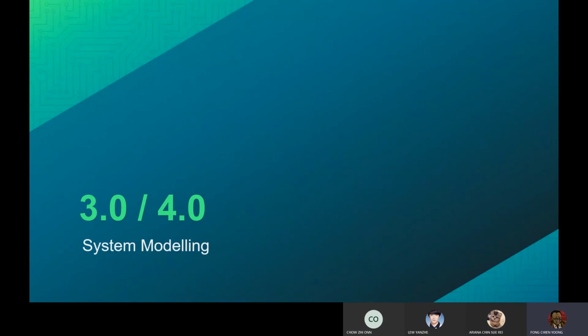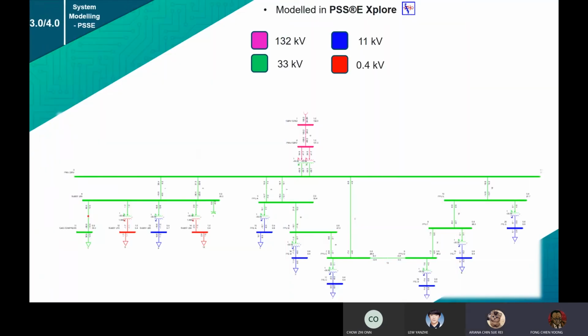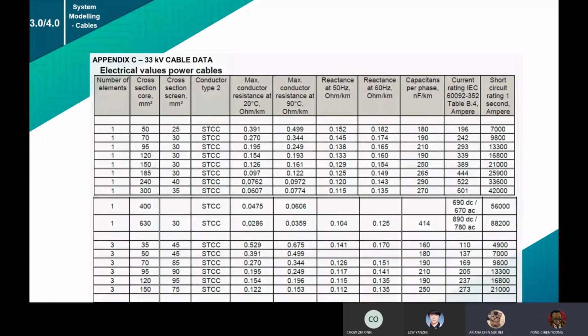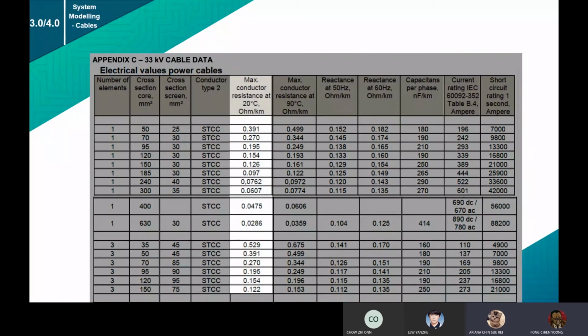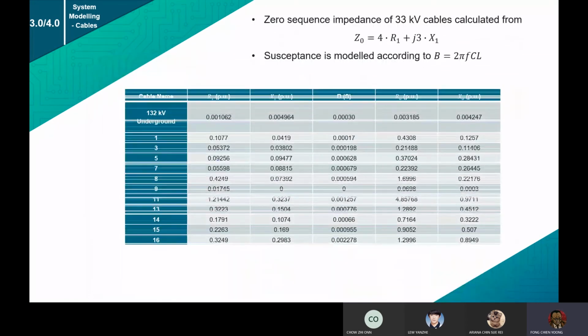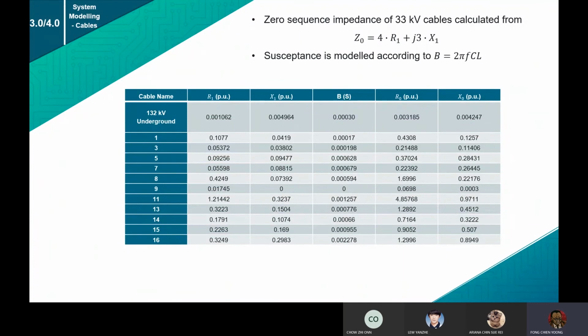In 3.0 and 4.0, we try to model the system in PSSE, and the voltage levels are displayed with different colors. The cable values are shown in the table, and we use 20 degrees Celsius because it gives an upper bound value, and we use 50 Hertz for the reactance because we assume that it's a Malaysian system. For the capacitance, we will use it to calculate the susceptance. The zero sequence and susceptance are modeled using the equations given, and the table summarizes the data for each of the cables.